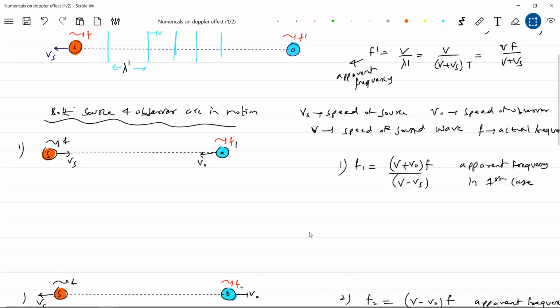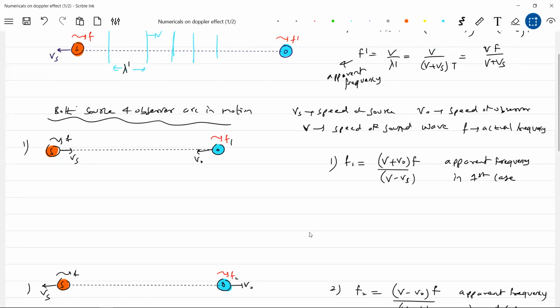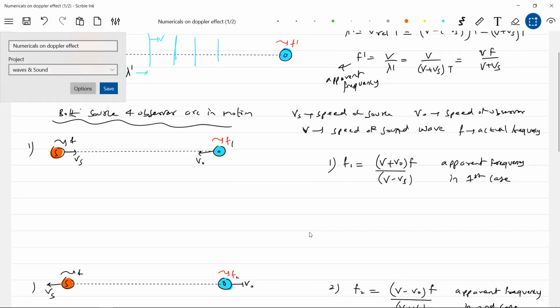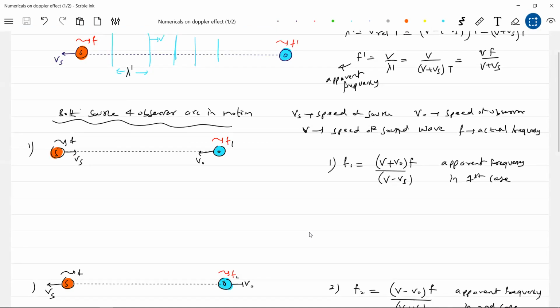Now, can you remember this? Okay, now we'll continue from here. Now, how to calculate the apparent wavelength? Apparent wavelength is given by lambda 1, or say lambda f1, I wrote it, no? So lambda 1, I'll write it. Lambda 1 is equal to V relative by apparent frequency.